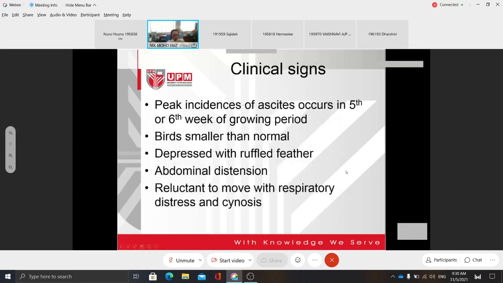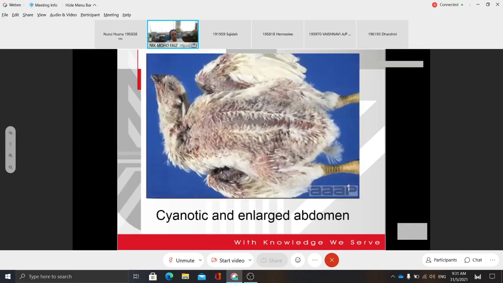The clinical signs in this case usually happen, like I said, at the end period, like the 5th or 6th week of the growing period, at the harvesting stage when they are really big. Birds are smaller than the normal, bigger ones, depressed with ruffled feathers. Usually they appear with abdominal distension, reluctant to move, with respiratory distress and cyanosis. They look cyanotic, darkened, bluish, with an enlarged abdomen because of the ascites.